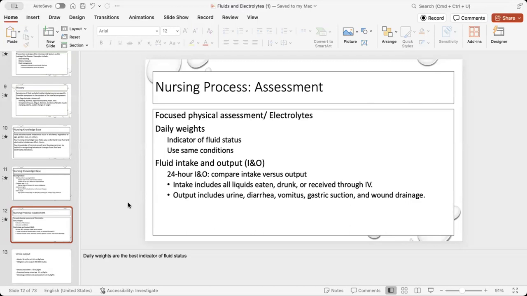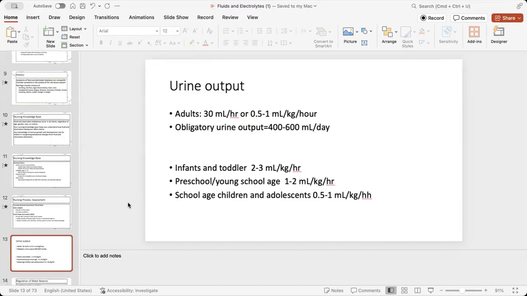Urine output. It is recommended that clients have at least 30 milliliters of urine out per hour. Obligatory urine output is 400 to 600 milliliters per day. What does that mean? You need to have that out to remove all the toxins. That should be the minimum. Are all clients going to have that? Who might not have 400 to 600 a day? Dialysis patients, those clients with chronic kidney disease, stage 5, who are on dialysis. But you should hopefully have 400 to 600.